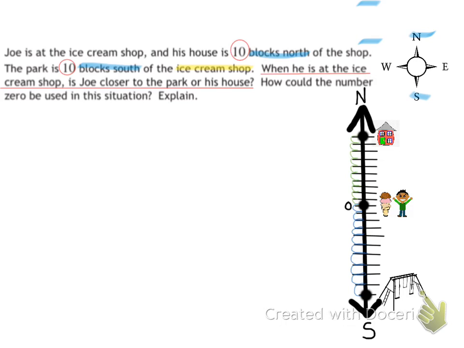Now I need to answer, when he is at the ice cream shop, is Joe closer to the park or his house? So when I look here, I can see clearly that when Joe is at the ice cream shop, he is 10 spaces away from his house. So right here, he's exactly 10 spaces away. And when Joe is at the ice cream shop, he's exactly 10 spaces away, or blocks, I should say, from the park.